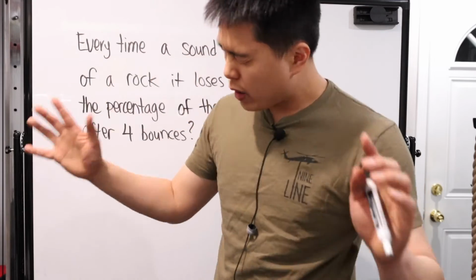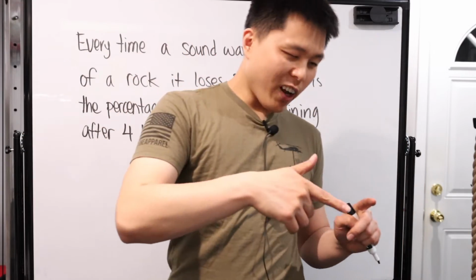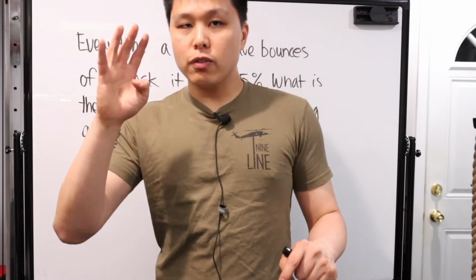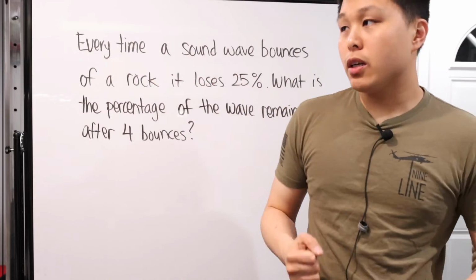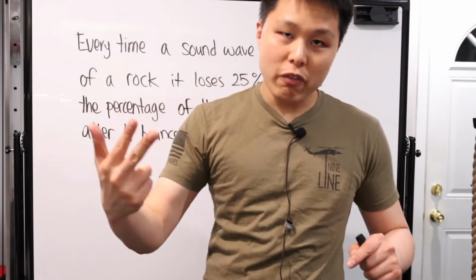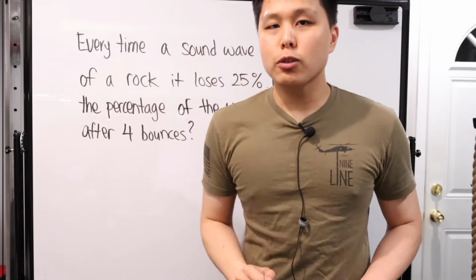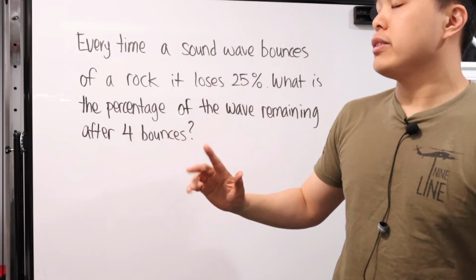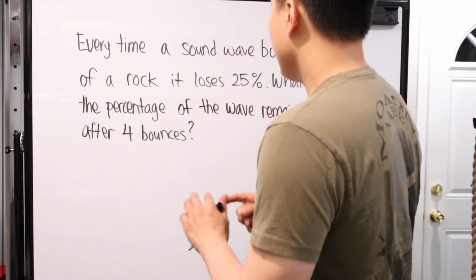So if we are not thinking, and we just see 25%, and then all of a sudden it bounces 4 times, every time it's losing 25%. Of course, 25 plus 25 plus 25 plus 25, that is 100%, so that means it is completely gone. That's not the case. Now, here's the thing.